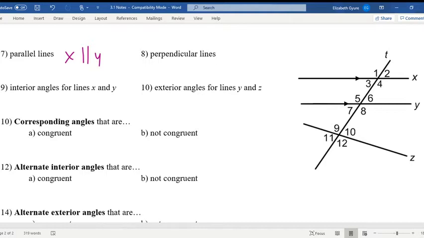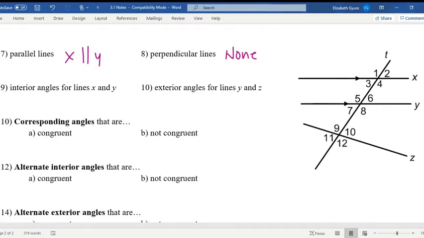Are there any perpendicular lines in this picture? No. What would we need if they were perpendicular? We would need some right angles, and we don't have any of those. So we're going to say none. There are no right angles in this picture. So no perpendicular lines. Okay.